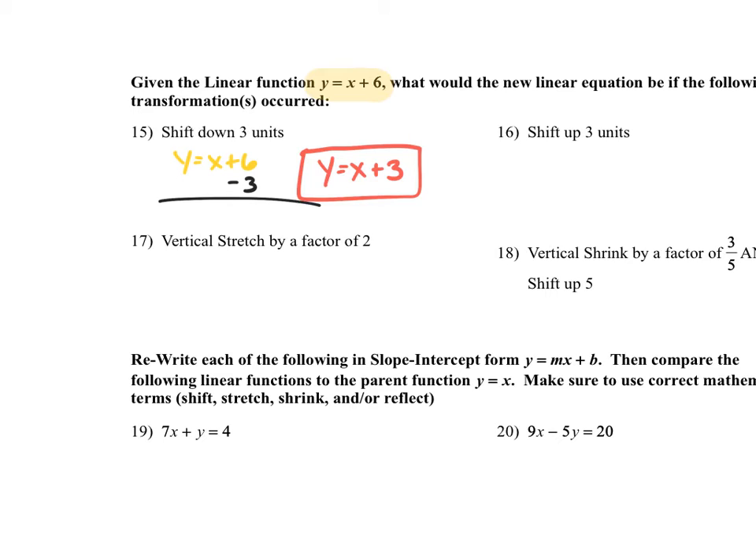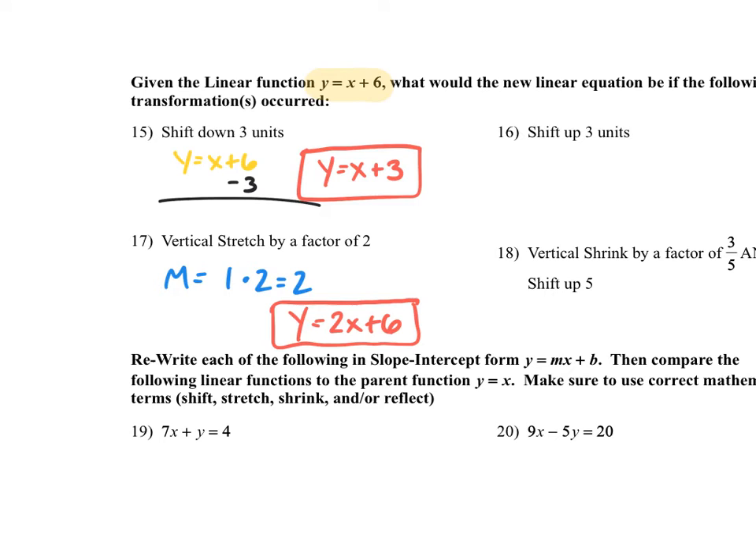Okay? Now, looking at 17, they want you to take it and make it a vertical stretch by a factor of 2. Well, what's the only thing that messes with vertical stretches? The slope. Well, what is your slope there? 1. So all you got to do for your slope is say, well, it's really going to be 1 times 2, which is 2. So that means your final answer will be y is equal to 2x plus 6, because they don't ask you to change anything else. They just want it multiplied by a factor of 2.